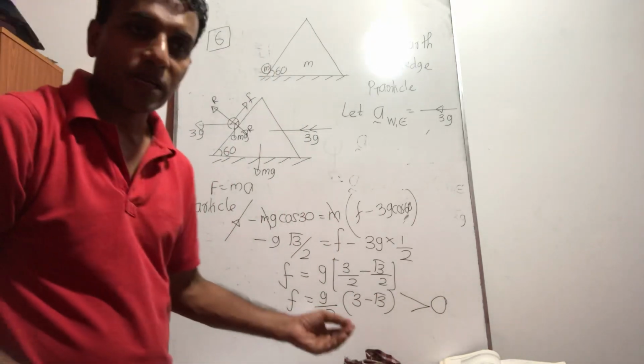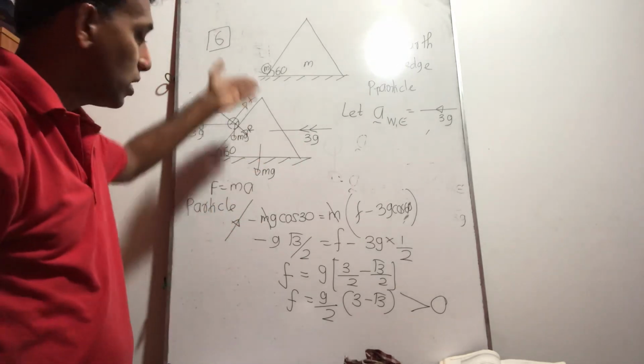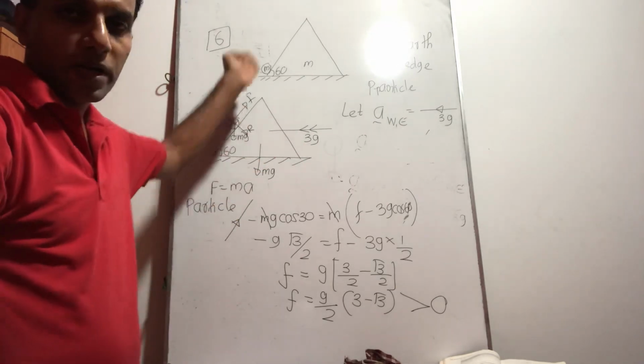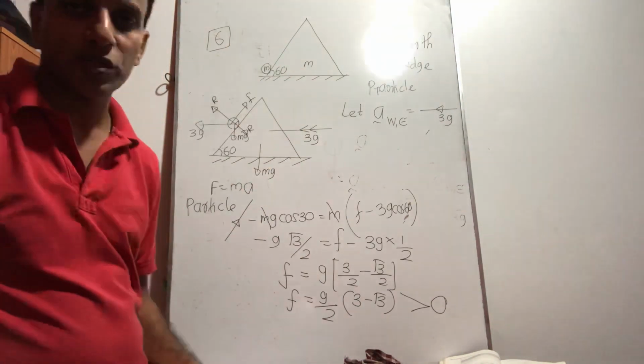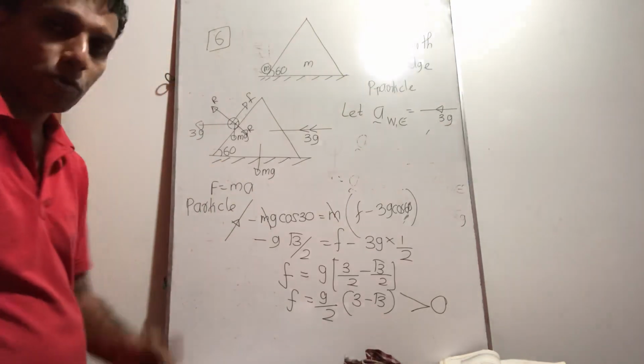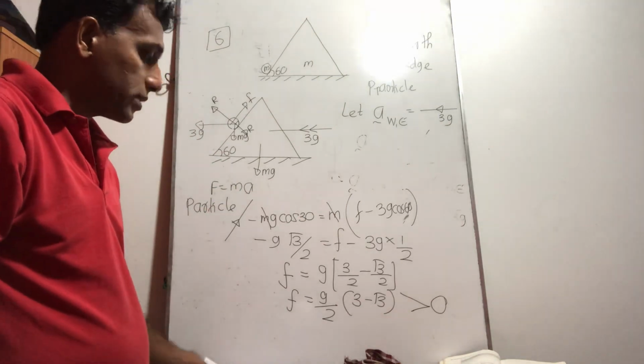Then you can write the statement: therefore small f is a positive acceleration, so the particle can move up, it can ascend along the inclined plane of the wedge. That's the answer. I hope you try along with me, compare with your answer, check it and correct it.